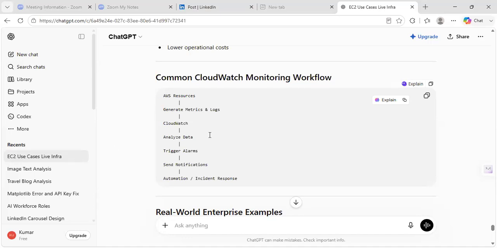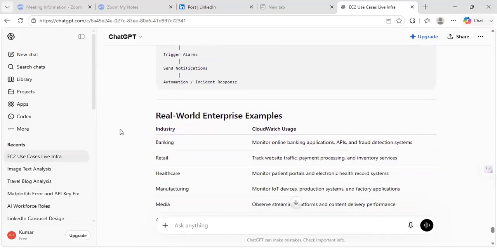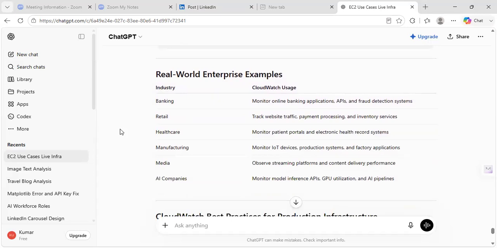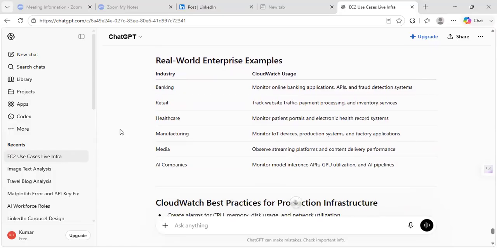So the common CloudWatch monitoring flow is: AWS resources will be there on top, generating the metrics and logs under each service. CloudWatch is taking care, analyzing the data. It is triggering the alarms wherever required as per the notification setup, sending notifications, automation is implemented, and incident response will be there from that particular service. It is a cyclic process. So what are the real-world examples? Same domains are there. It monitors whatever we have seen in the other use cases in the previous topics.